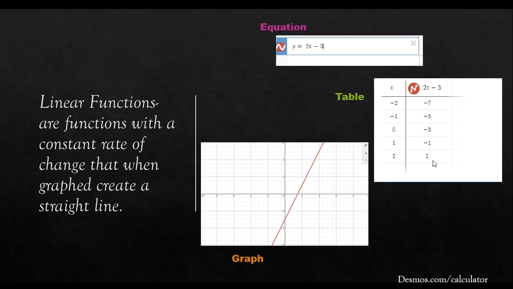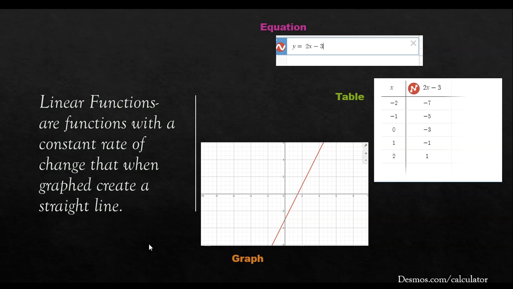output values. What we're looking for in a table for a linear function is a constant rate of change, and that's what we have on our x values. We're increasing by 1. And on our y values, once we plugged in those numbers, we also have a constant rate of change of increasing by 2. So that tells us, with that constant rate of change, that we have a linear function.